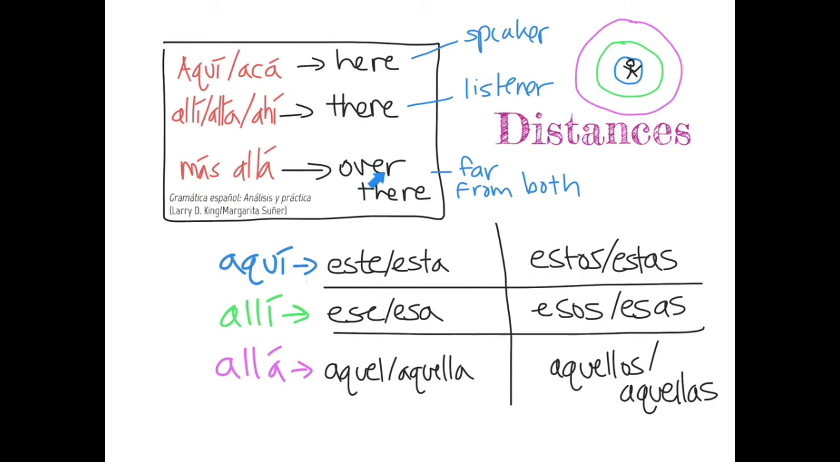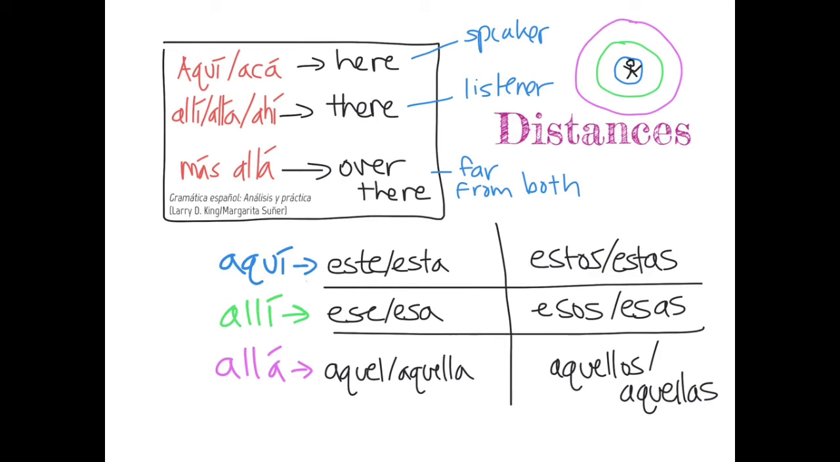Más allá is over there, so it's far from both the speaker and the listener, furthest away. Now again, as I said, this varies regionally, so to keep it simple when I'm teaching it, I use 3 distance cues. Aquí, allí, allá. So aquí is going to be closest to the speaker, allí a little bit further, and allá furthest away. And that's how you determine which demonstrative you wish to use.